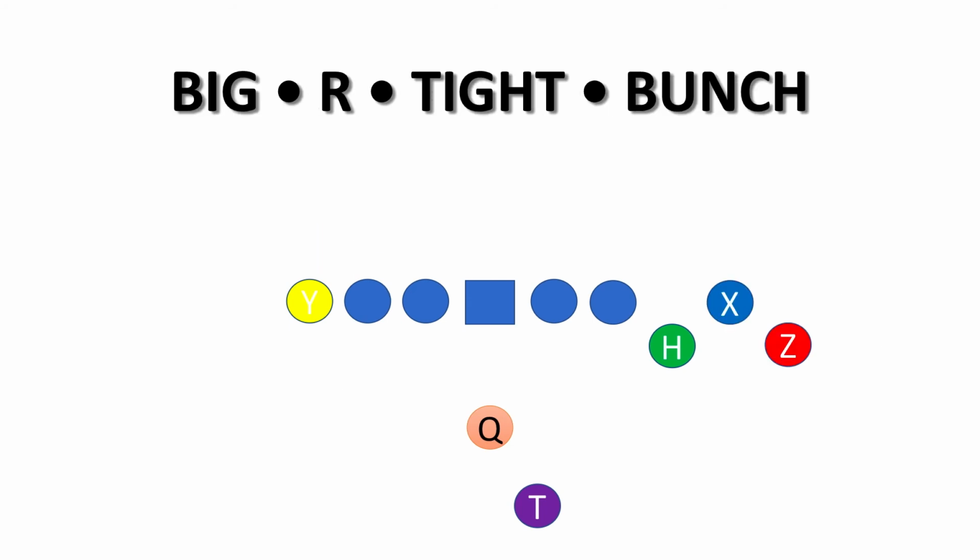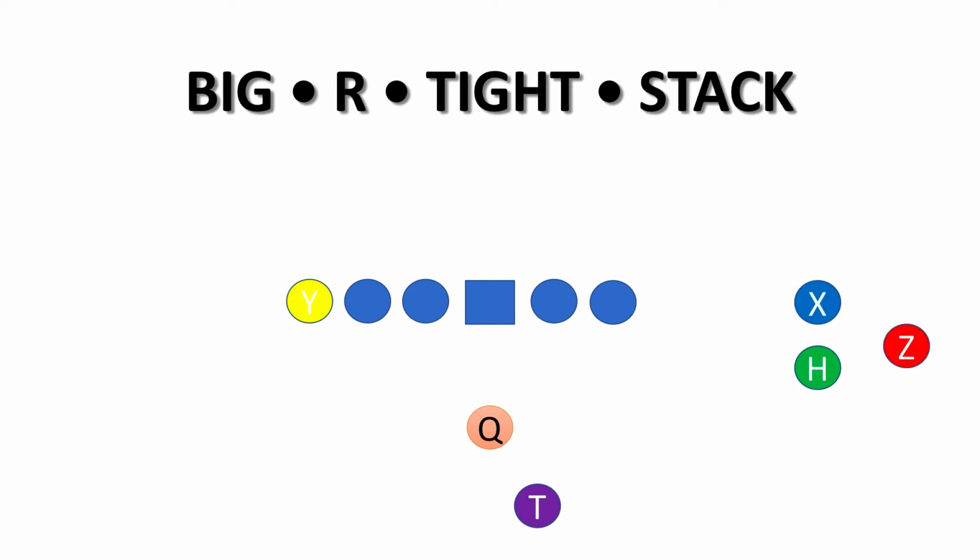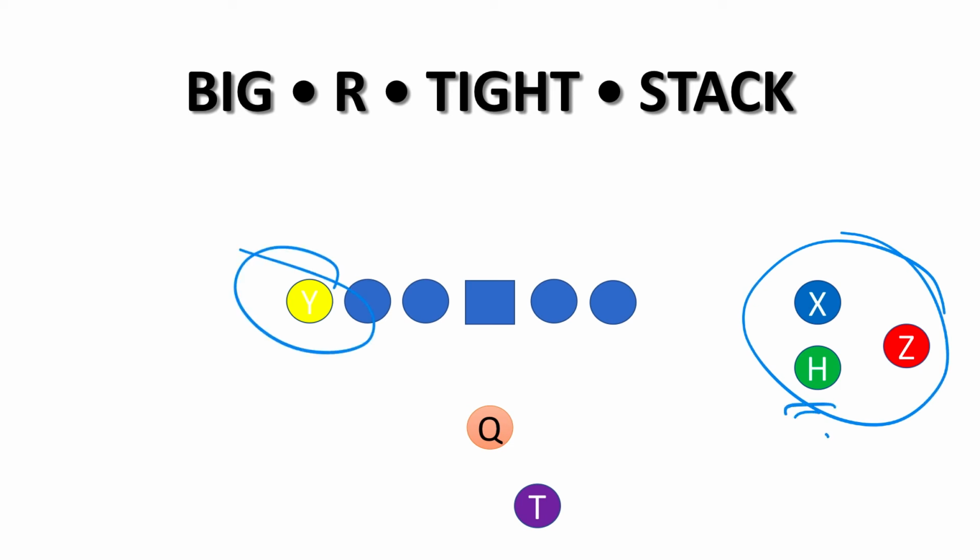Big right tight bunch. Okay, so same as trips right tight bunch. The only difference is these guys are in big instead of trips, right? So you got your 1-yard splits, 1, 1, 1, same thing. Okay, if for whatever reason you want to do this, big right tight stack, you're in big right, tight, stack, right? And you know, we have lined up like this a couple times just to get the looks we want.